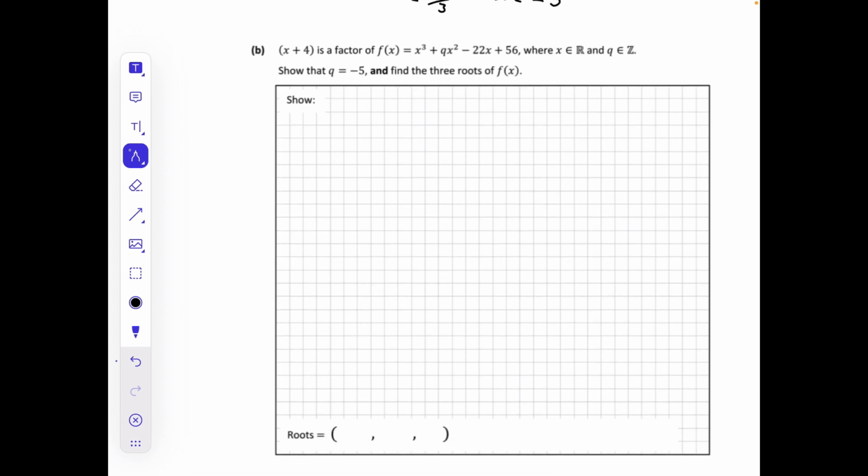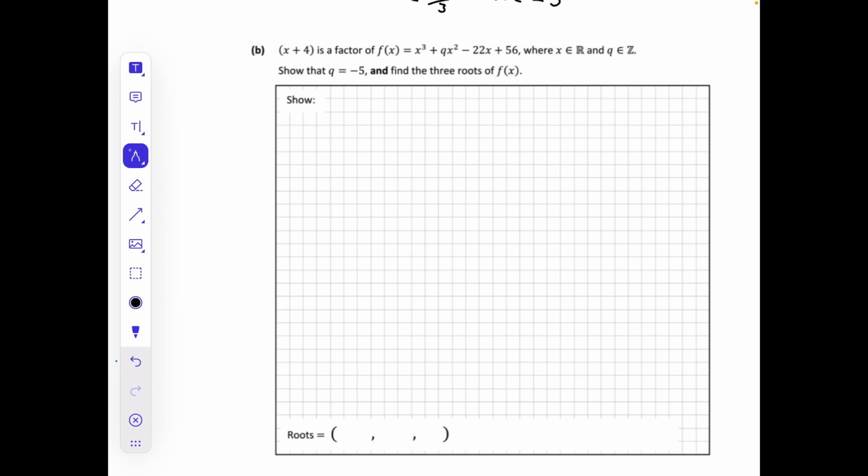Okay, moving on then, another question from 2021, which says x plus 4 is a factor of x cubed plus qx squared minus 22x plus 56. Okay, I'm going to pause there for a second and think, what does that sentence tell me? So that sentence tells me that x plus 4 will divide in with no remainder into that big long cubic equation. Show that q is equal to minus 5 and find 3 roots of f of x.